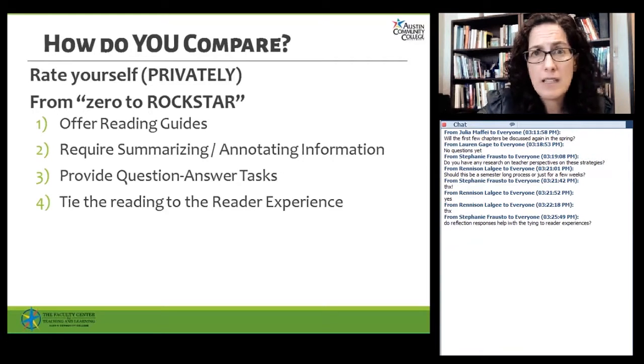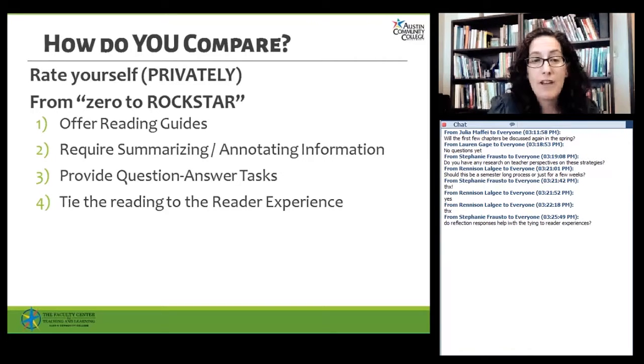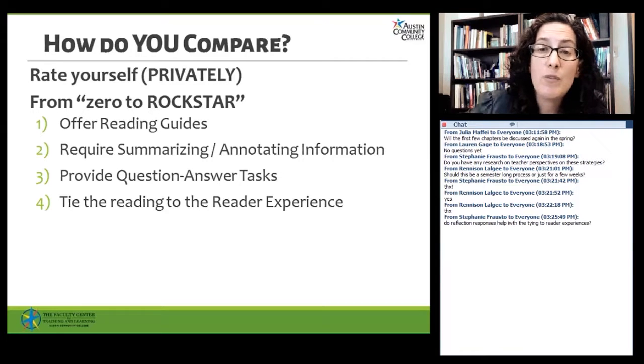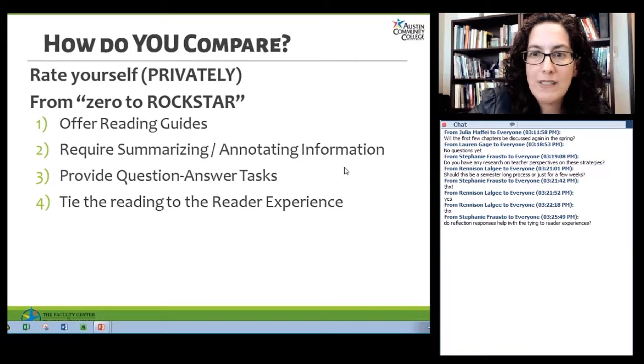And in some classes, I'll say that's easier than others. I teach psychology. It's super easy to tie that to students. Maybe if you're teaching chemistry, it's a little bit more difficult. So take a minute and rate yourself from 0 to Rockstar on each of these so you know which ones you want to be on the lookout for. And then let me know if you have questions, and we'll move on.